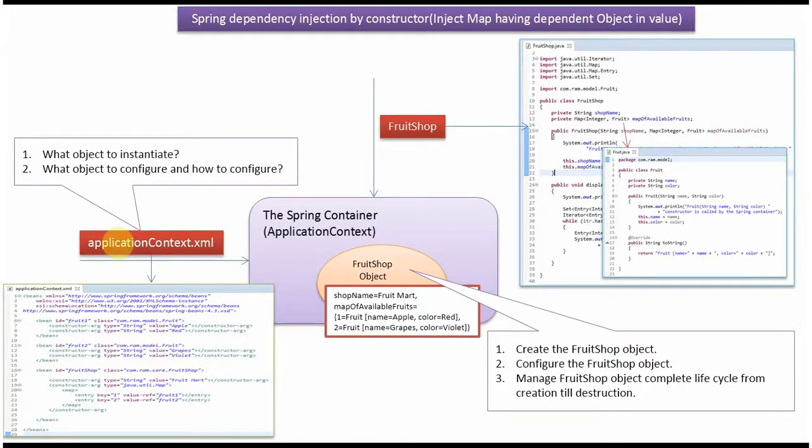What object to instantiate, what object to configure, and how to configure, this information will be there in the Spring configuration file. In this example, we have specified fruit1 object, fruit2 object, and fruitShop object should be created by the Spring container using constructor dependency injection. The Spring container reads this Spring configuration file, creates a fruitShop object, configures the fruitShop object, and manages the complete life cycle of the fruitShop object.